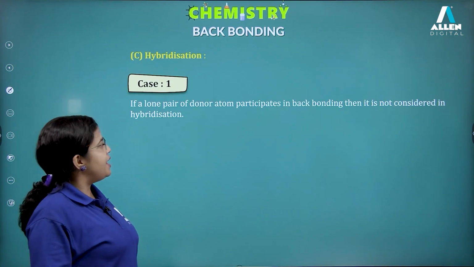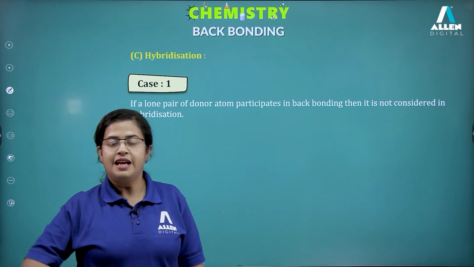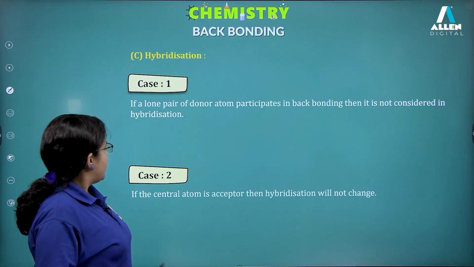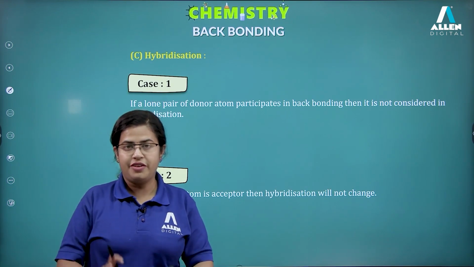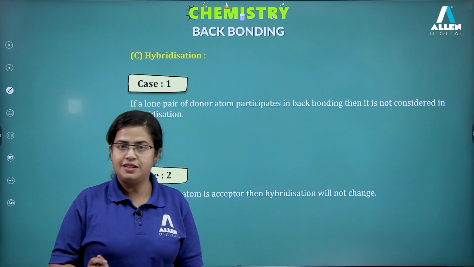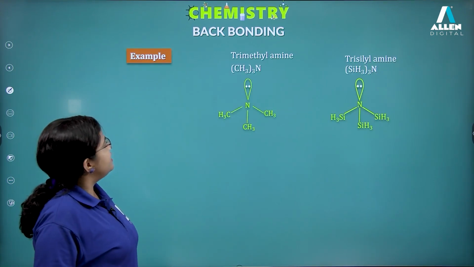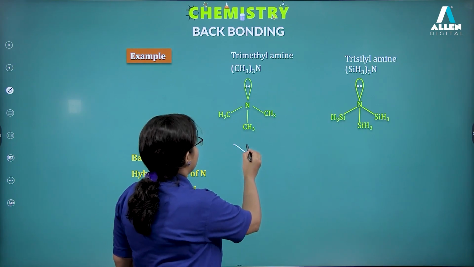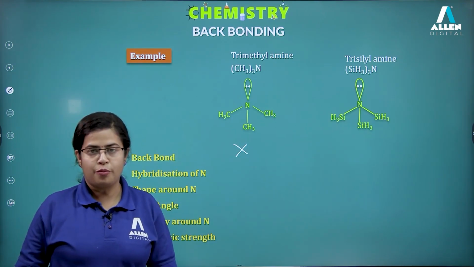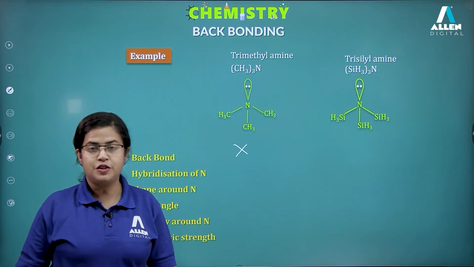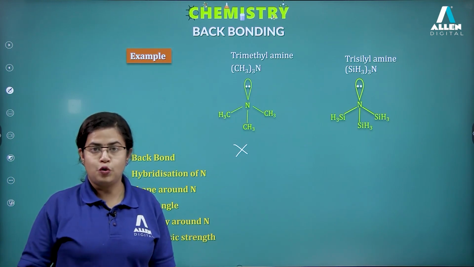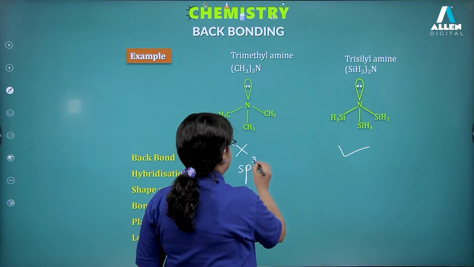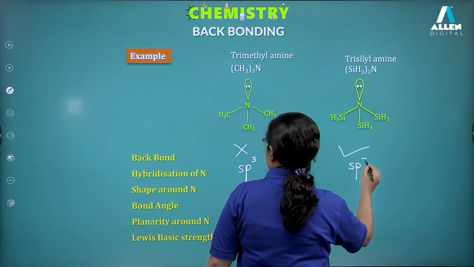As I had mentioned, if the lone pair participates in back bonding, it would not be considered present in a hybrid orbital. If the central atom is an acceptor, it has a vacant orbital, and its hybridization after back bonding does not change. Here let us compare these parameters. We do not see back bonding here because carbon doesn't have a vacant orbital to accept a lone pair. Carbon belongs to the second period, so it doesn't have a vacant orbital to accept a lone pair from nitrogen, while silicon does. Hybridization hence remains sp3 here, but this, as mentioned, changes to sp2.